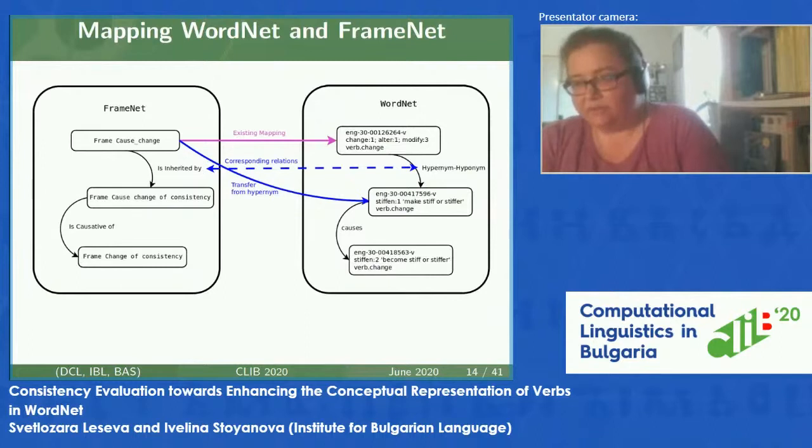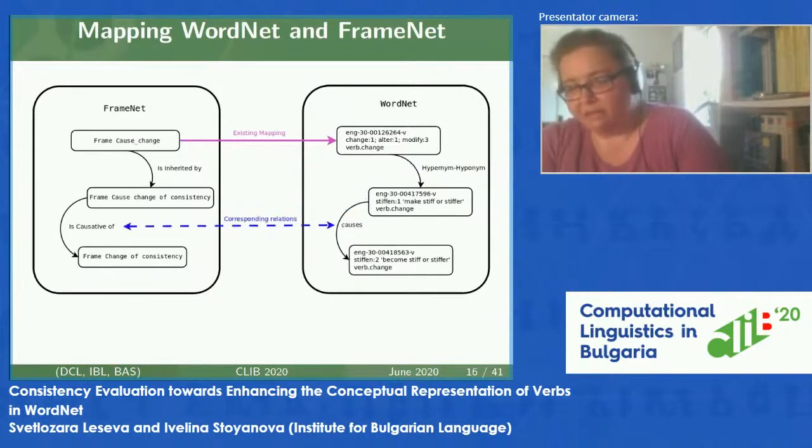And then after that, we are trying to check whether this is as precise as possible, or we could do better than that. So we examine the inheritance within FrameNet, and based on that, we can suggest the frame change of consistency, which is actually inherited from change. And then we examine other relations as well, like the relation is causative or causes in WordNet, on the basis of which we can also do the same. So basically, we assign frames from FrameNet onto WordNet synsets based on these relations.